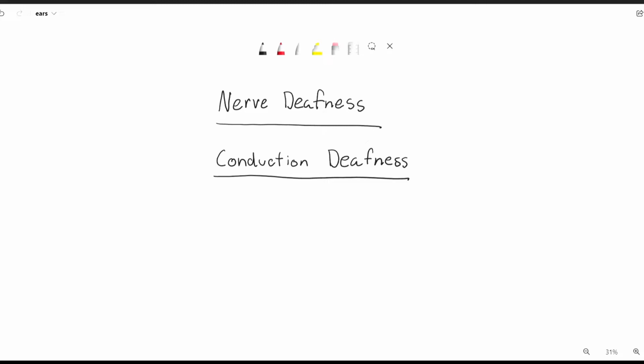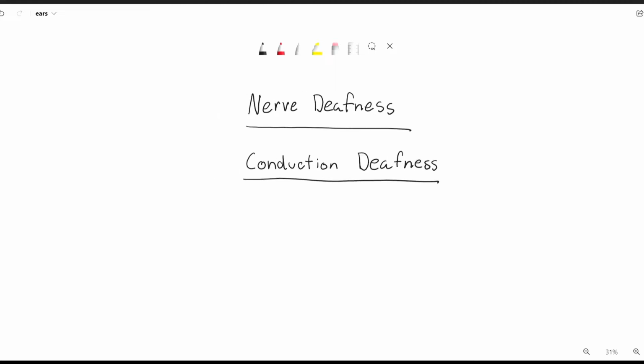So nerve deafness is caused when the sensory input cannot be converted into neural input for our brain, and conduction deafness is when the sensory input itself cannot reach the cochlea because there's a problem before it. And conduction deafness can normally be fixed, while nerve deafness is harder to fix.